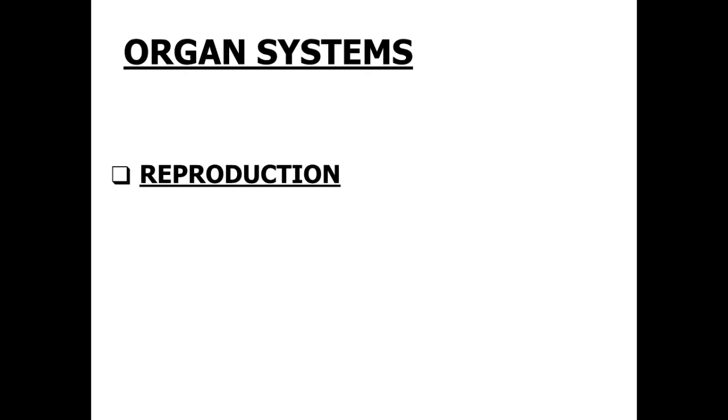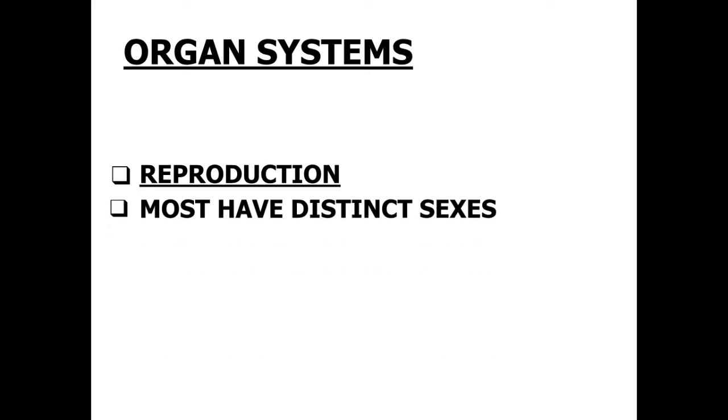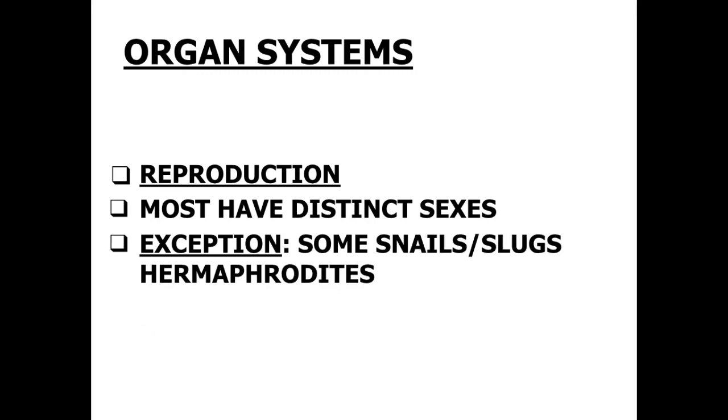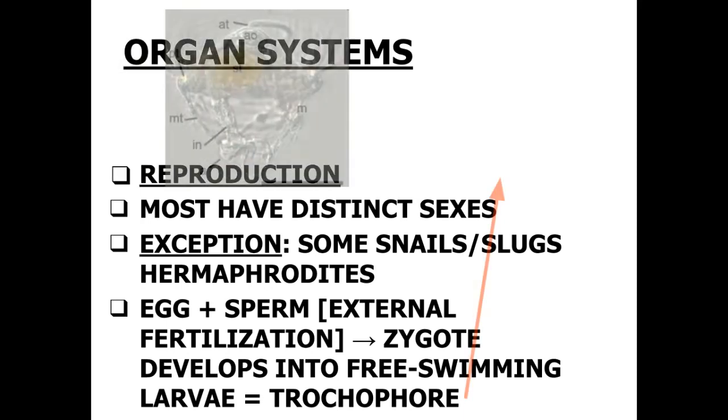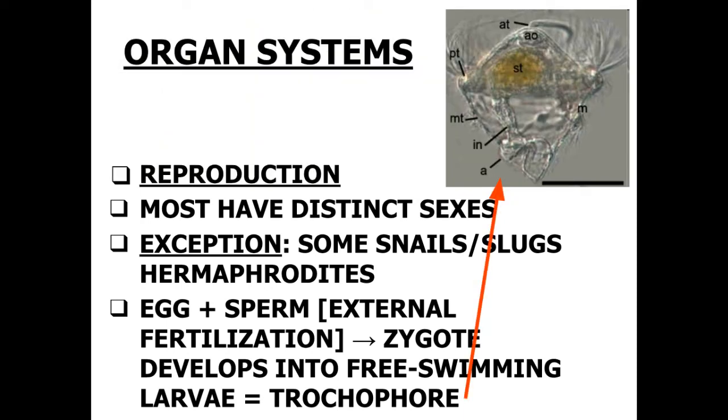Finally, we have reproduction. Most mollusks have distinct male and female individuals, although some snails and slugs are hermaphrodites. Fertilization of eggs occurs externally in most aquatic mollusks and internally in terrestrial mollusks and octopuses and their relatives. The fertilized eggs of most mollusks develop into a type of larva called a trochophore larva.